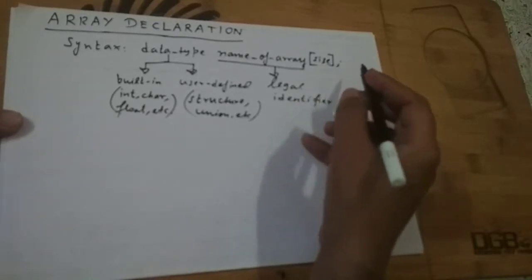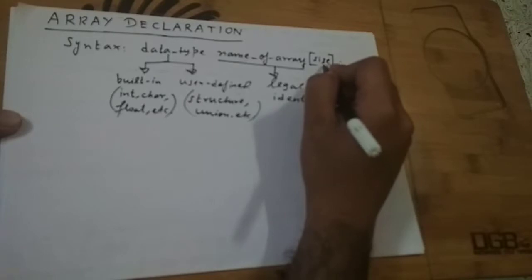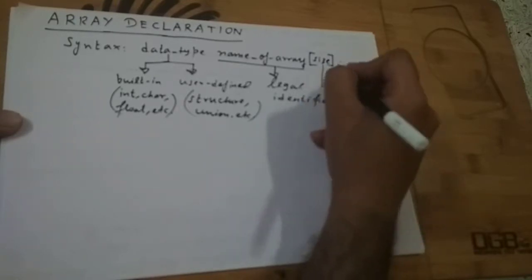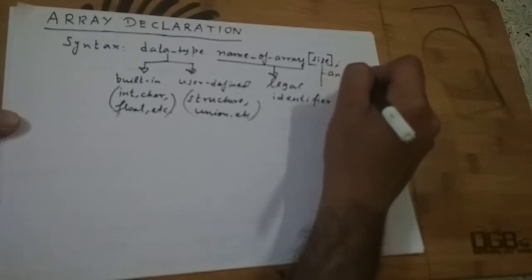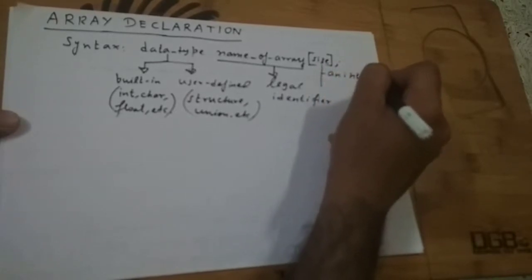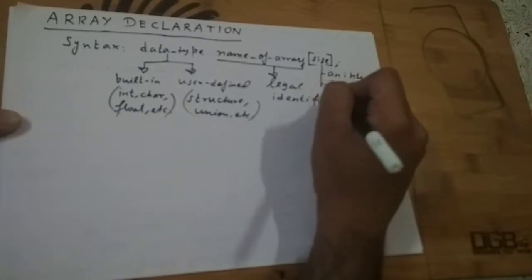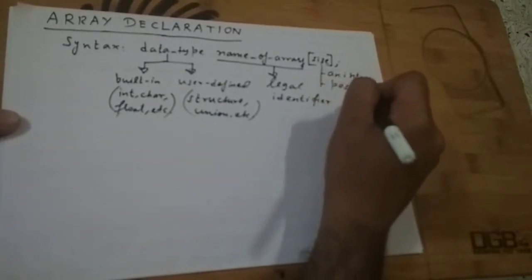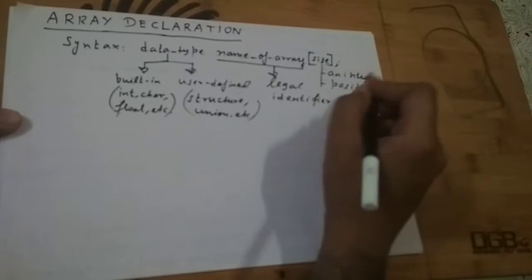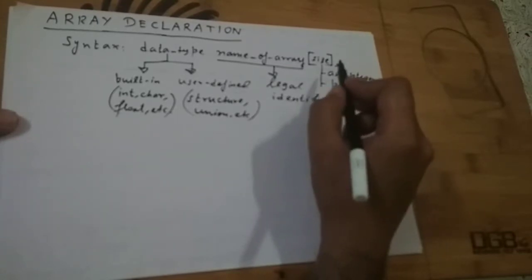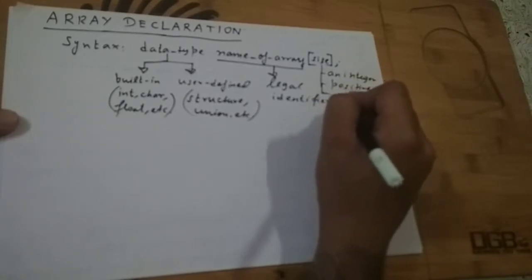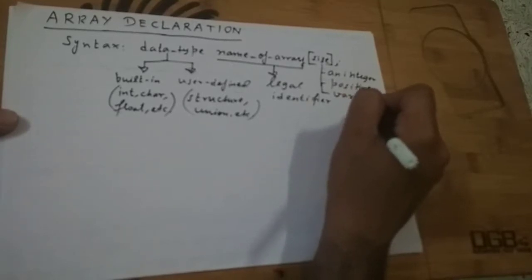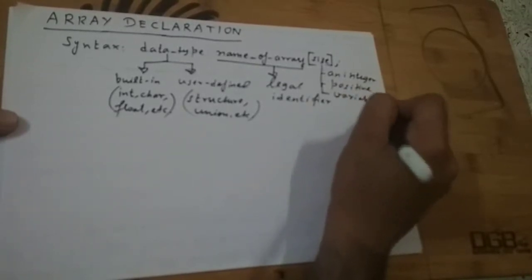And remember, what about the size? The size of the array must always be an integer, definitely. It cannot be a real value. It must be positive. And also, the size can never be a variable.